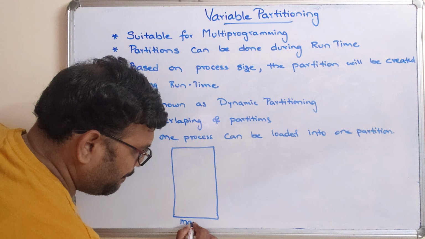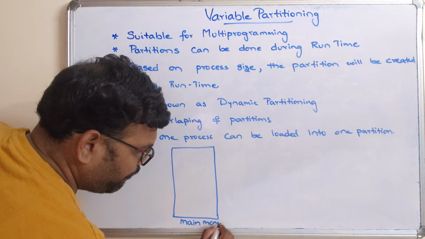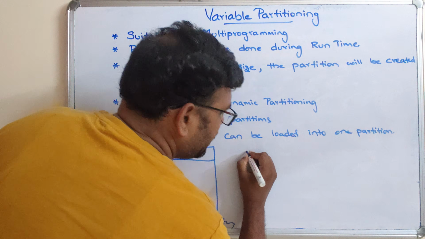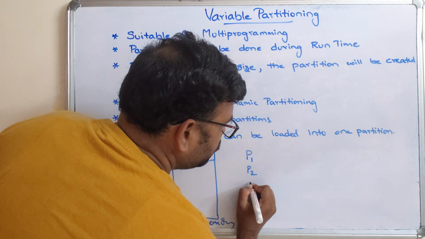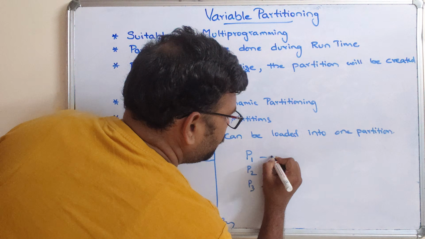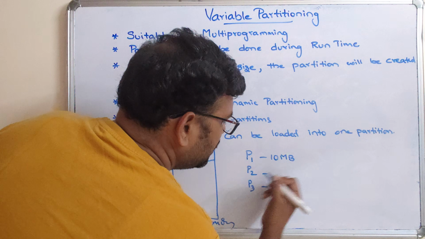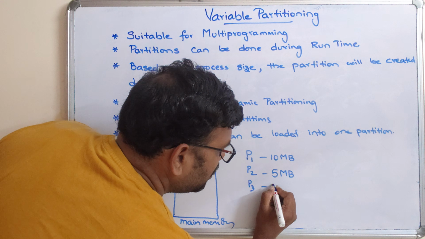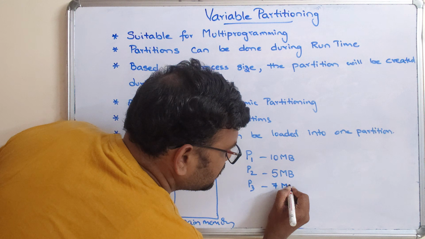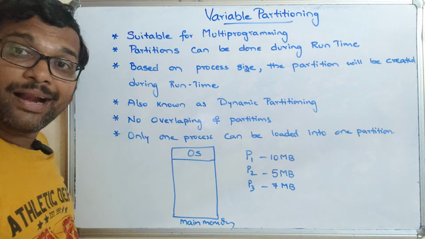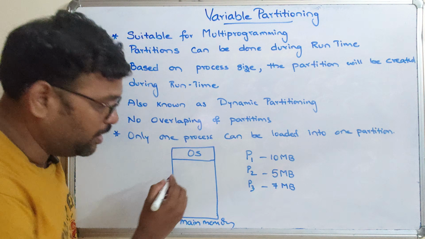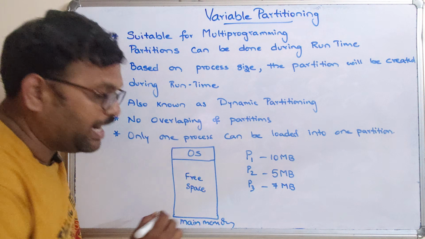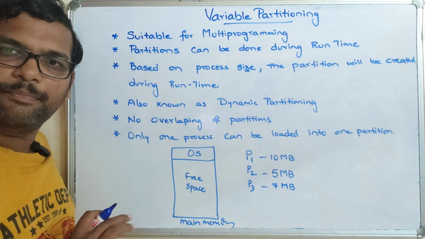This is the main memory. The first part will always be the operating system. Let us take partition 1, partition 2, partition 3. Process P1 is of 10 MB size, P2 is of 5 MB size, and P3 is of 7 MB size. During runtime, all the rest will be free memory, the free space, or unallocated memory.